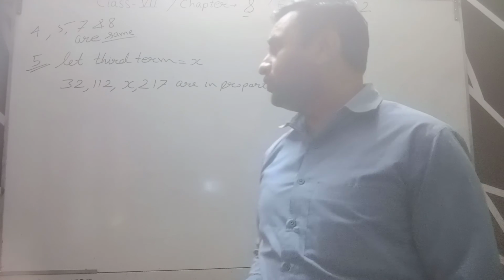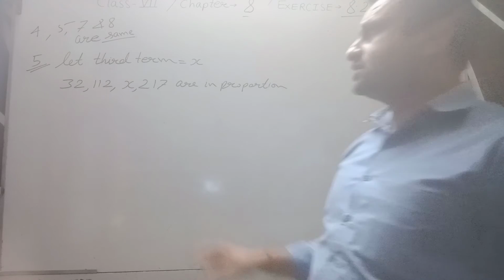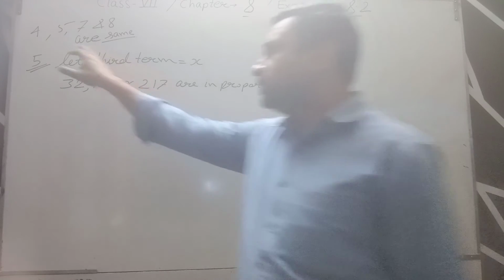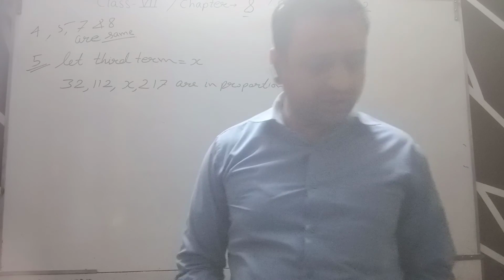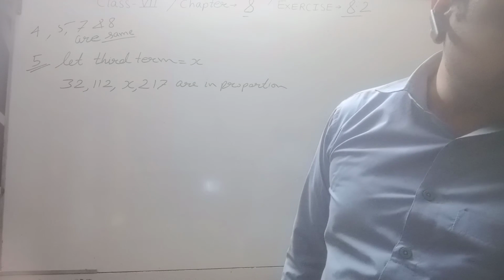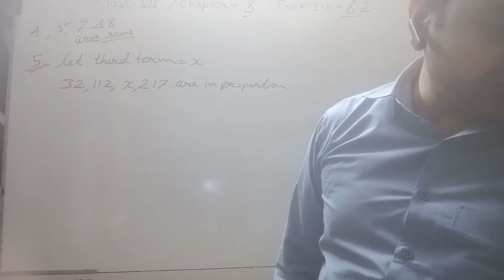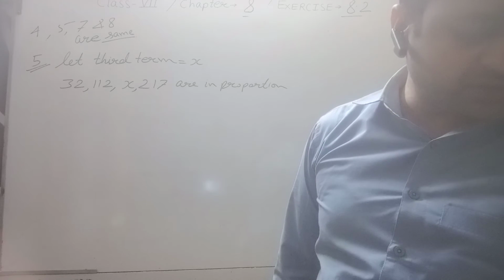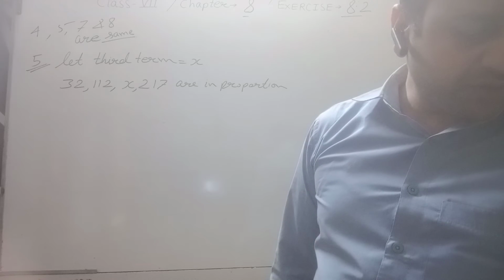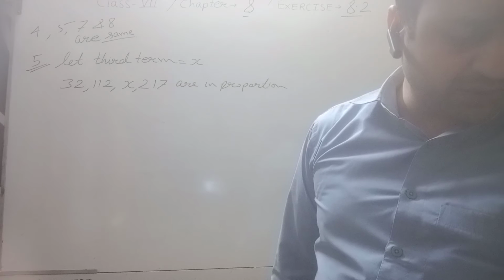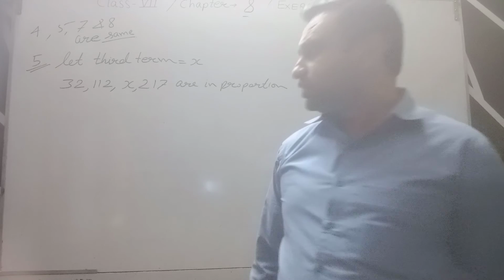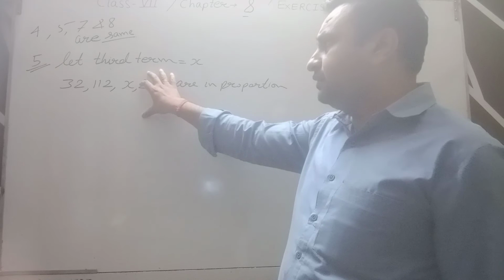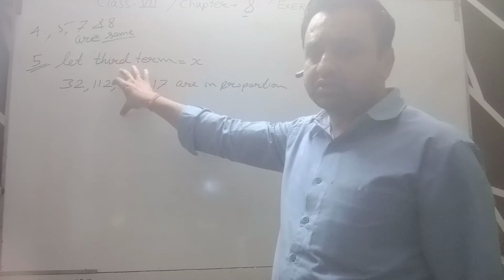Okay, students. In the exercise, question number 4, 5, 6, 7, and 8, these questions are the same. In question number 4, we have to find the first term. In question number 5, we have to find the third term. In question number 7, find the fourth proportion. In question number 8, we have to find the third proportion. So we discuss here question number 5, and the remaining questions you try yourself.